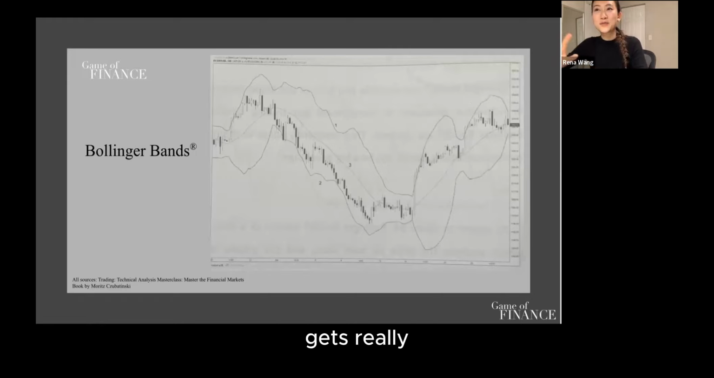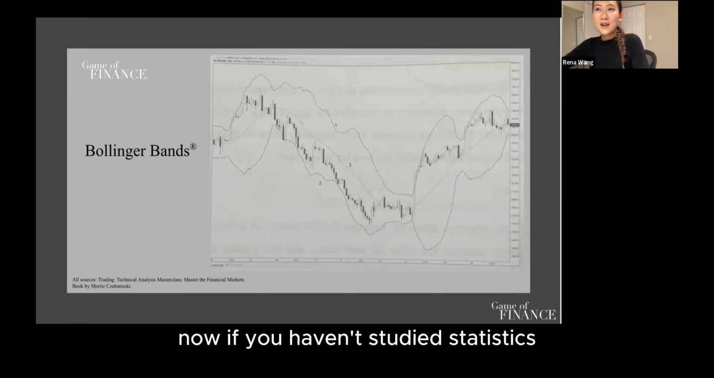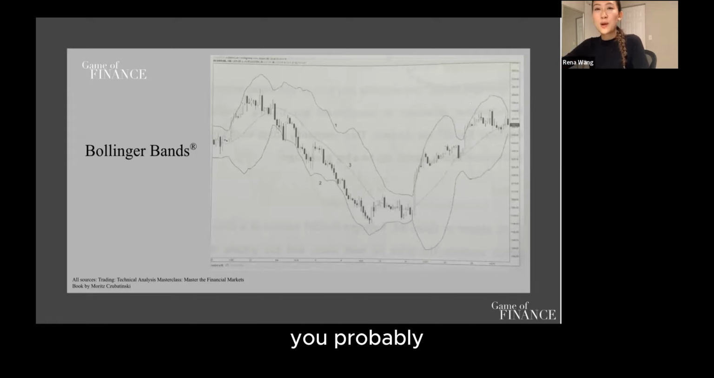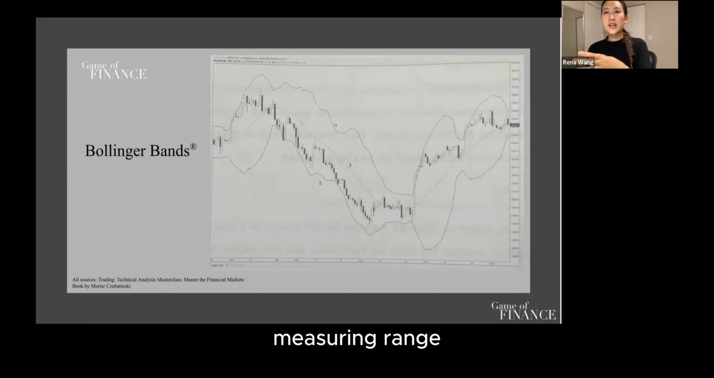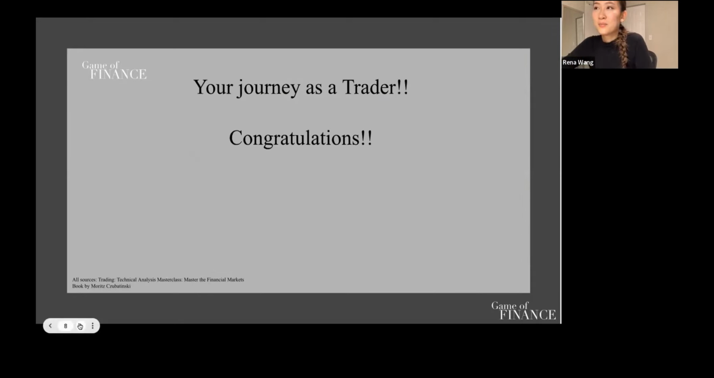So here is where it gets really complicated. The default setting for Bollinger Bands is usually 2.0 standard deviations. Now, if you haven't studied statistics or pre-calc, you probably don't know what standard deviations are, and that really complicates how to use this. But standard deviation is a way of measuring range, and range is the distance between the highest price and the lowest price. That is Bollinger Bands.